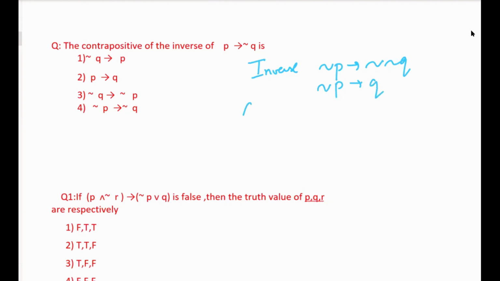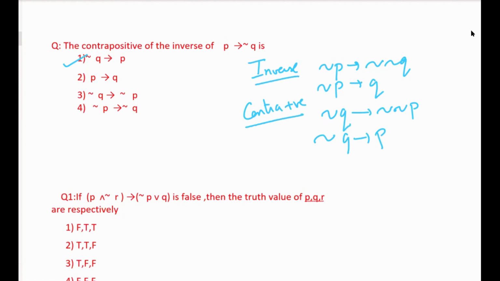Now the contrapositive of this is to interchange the places and negate them also. So the second becomes first and the first becomes second, and we have to negate them. So Q comes at the first place with a negation sign, and negation of P goes at the second place with a negation sign. What are we left with? The answer is the first part. I think that is clear?